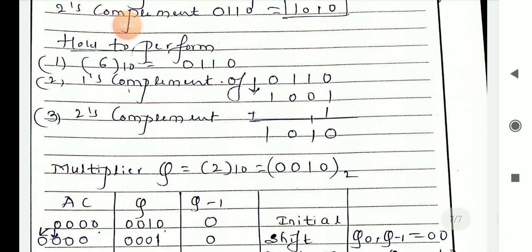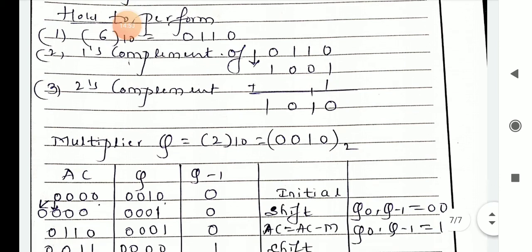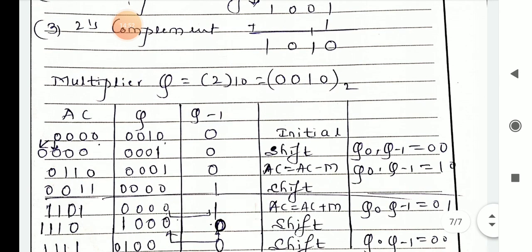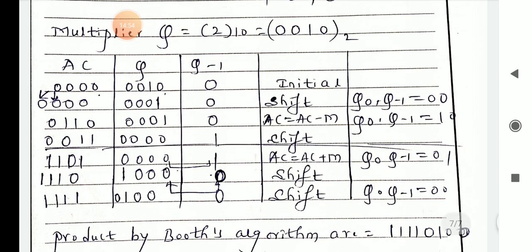So that is the multiplier q. The binary number of 2 is what? You have to convert that using the 8 4 2 1 method: 0 0 1 0. Okay, so again make one table. You know how to prepare that table. You have to write AC first, then Q, q minus 1, then operation. Okay, so first the accumulator should be what? Always 0 0 0 0, q minus 1 always 0, then Q is 0 0 1 0.